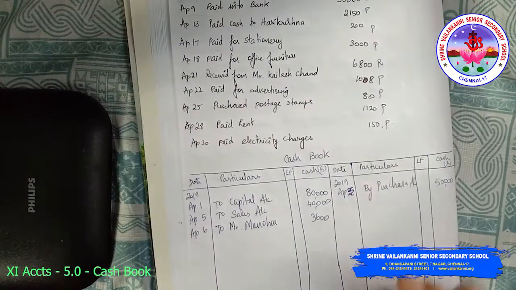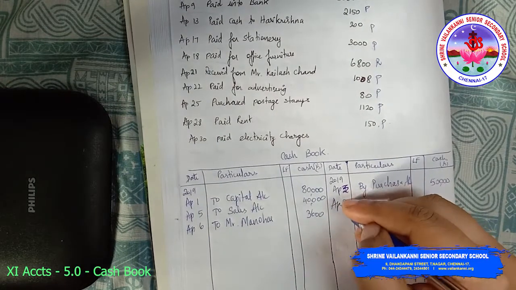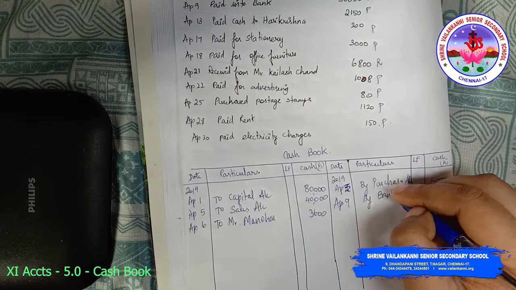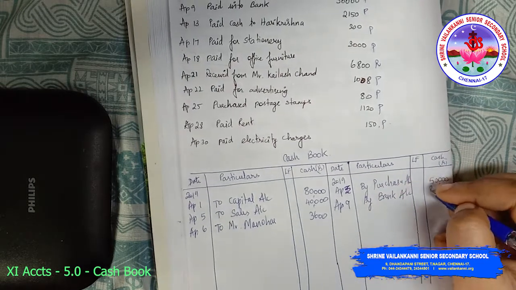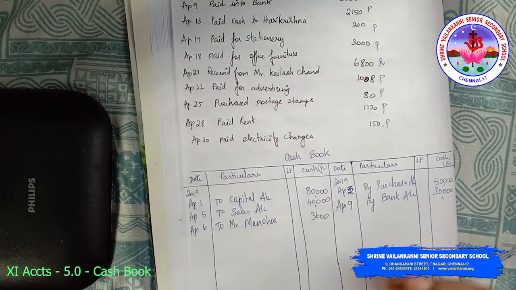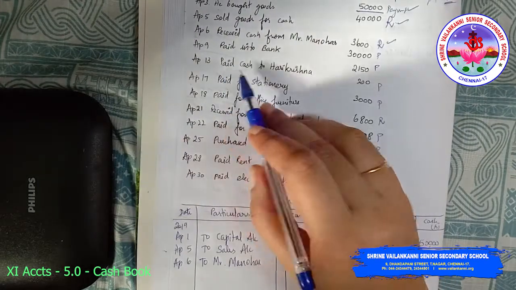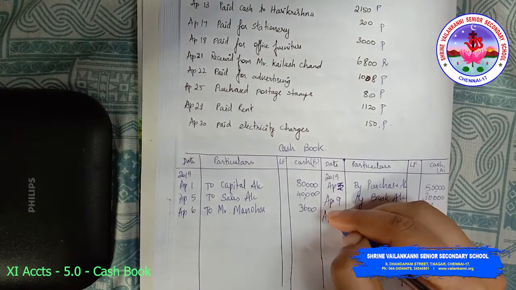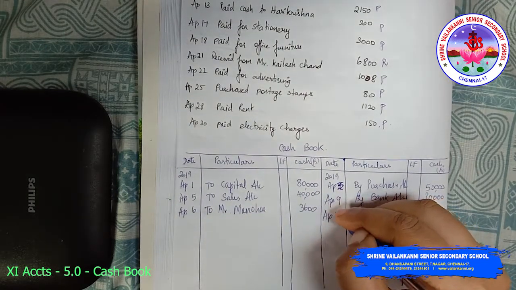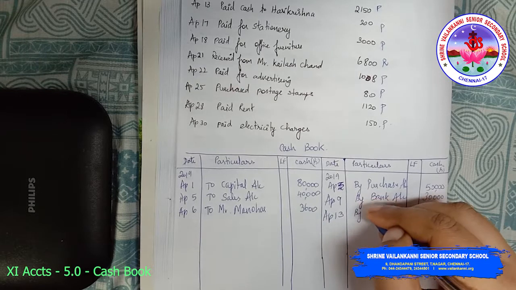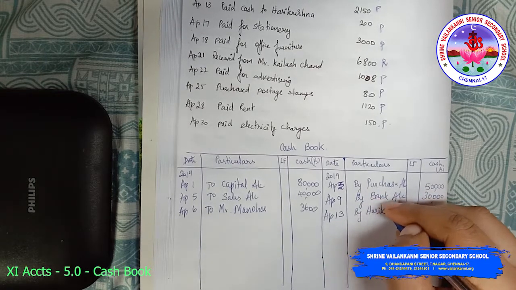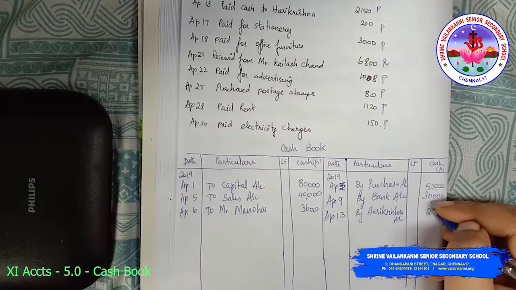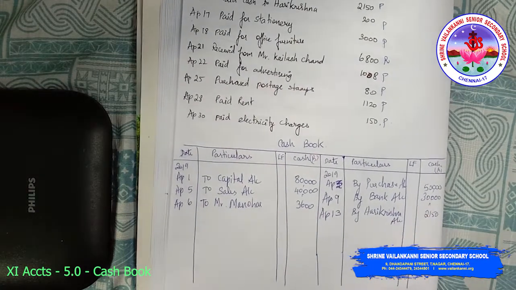Next, April 9, by bank account, 30,000. Next, paid cash to Hari Krishna. So April 13, by Hari Krishna account, 2,150. So I'm just writing here.